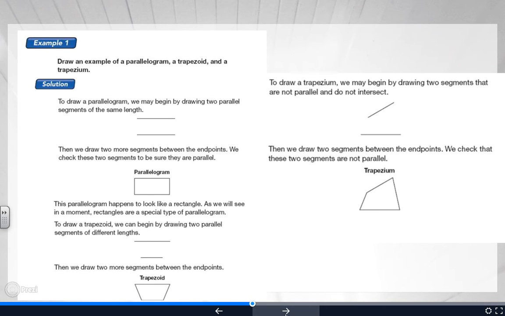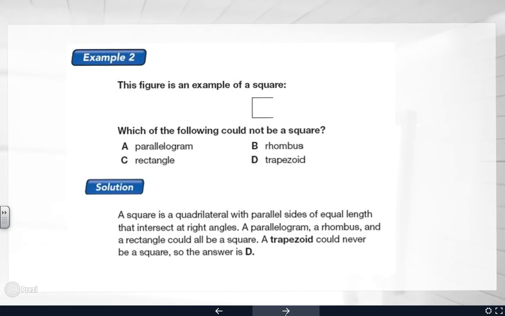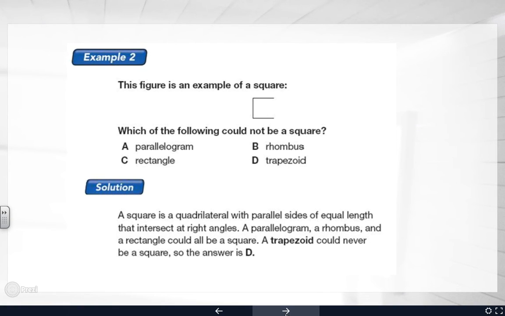All right. Example number 2. This figure is an example of a square. Which of the following could not be a square: a parallelogram, a rectangle, a rhombus, or a trapezoid? And the answer is D. A square is a quadrilateral with parallel sides of equal length that intersect at right angles. A parallelogram, a rhombus, and a rectangle could all be square. A trapezoid could never be square because a trapezoid, remember, only has one set of parallel lines.